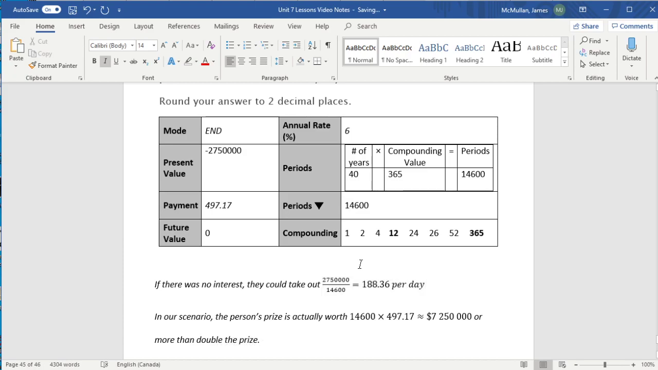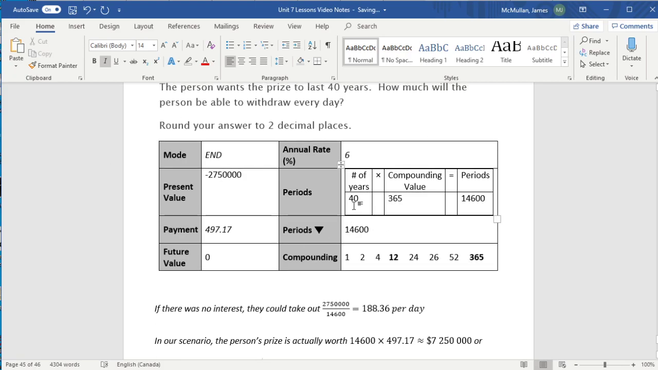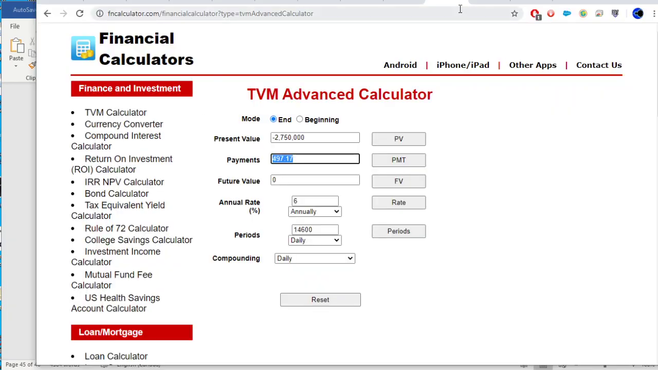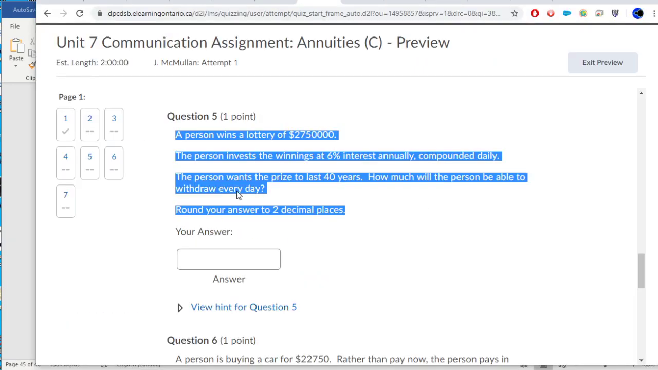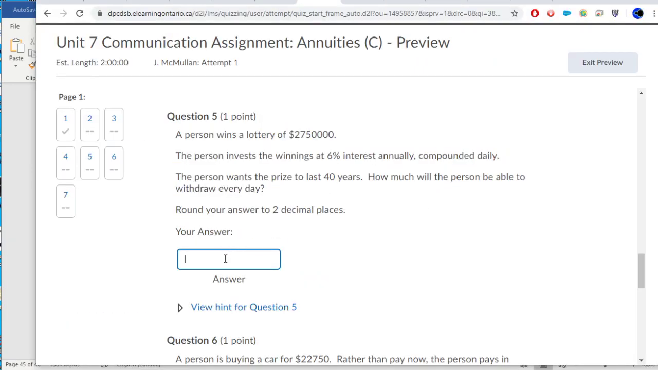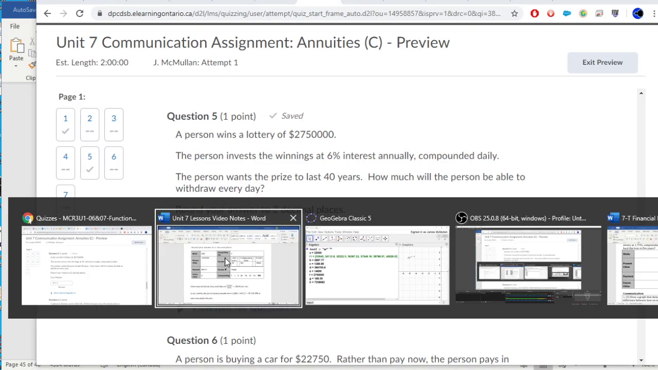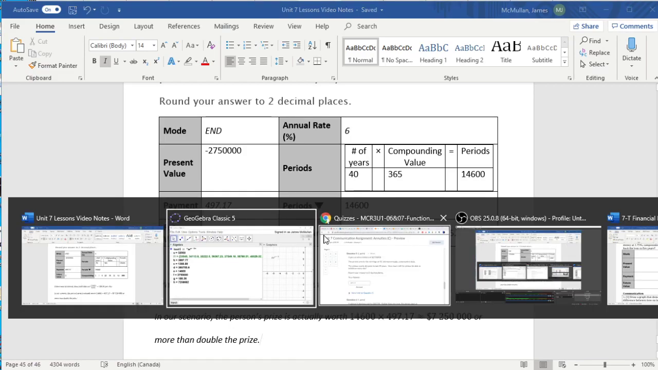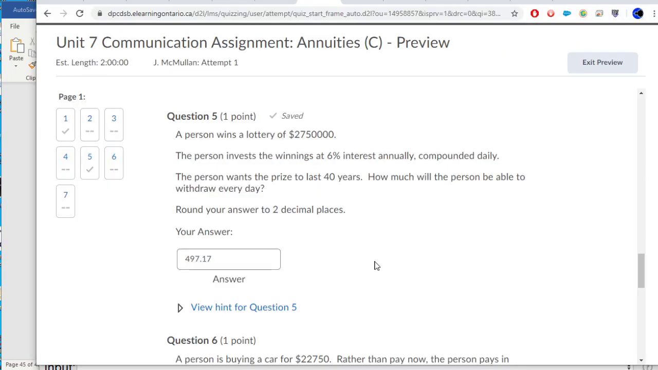This is how you can use the calculator to simplify the questions I'm asking you. So the question, to go back to this, said the person wants the prize to last 40 years. How much will the person be able to withdraw each day? We said 497.17 was the number. Okay.